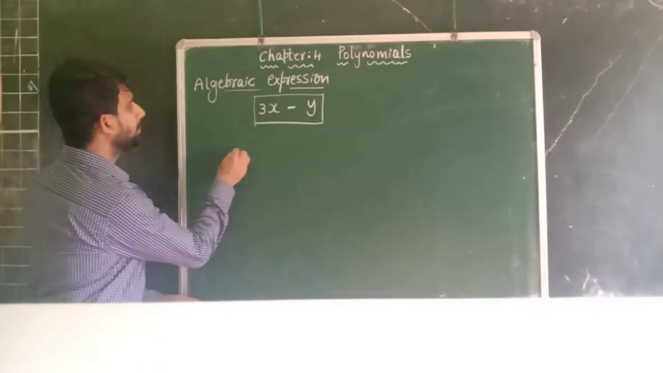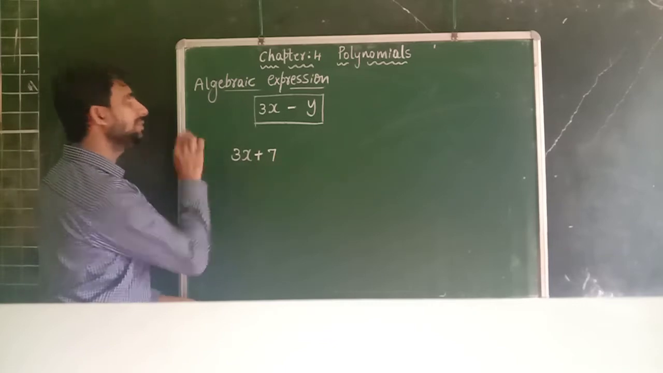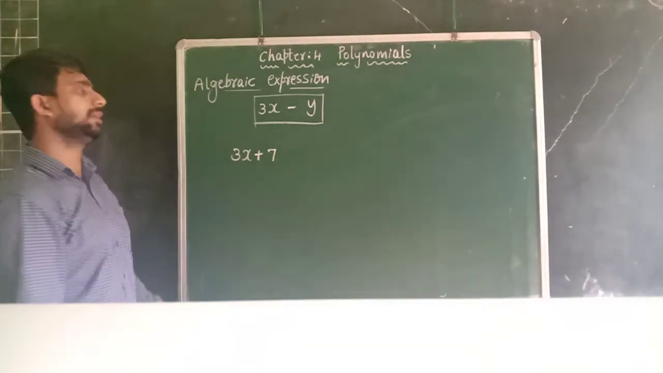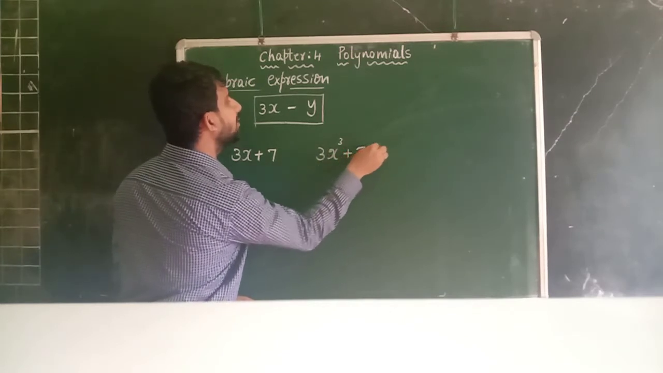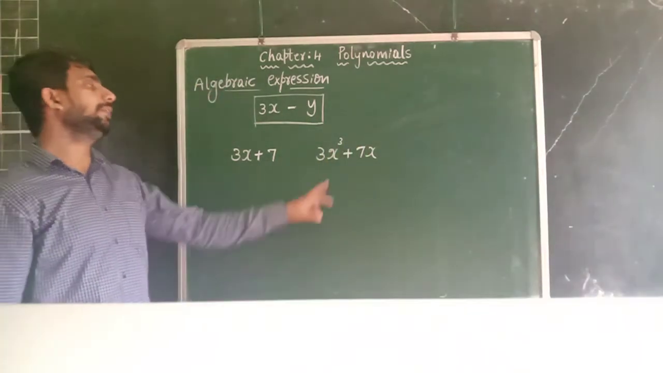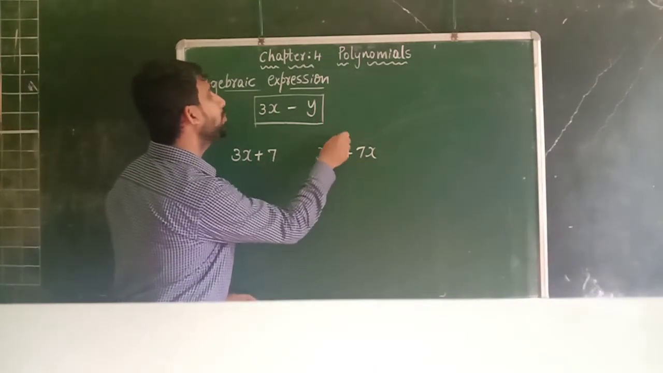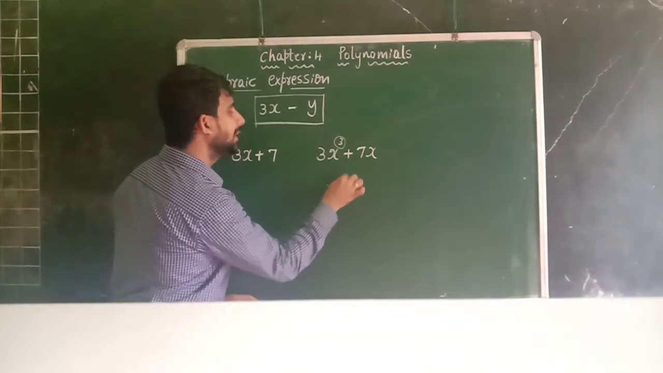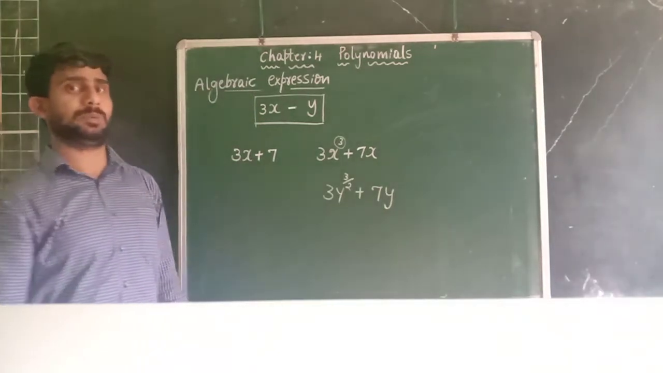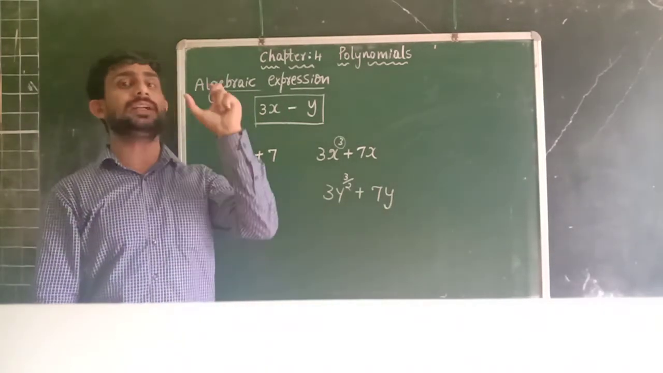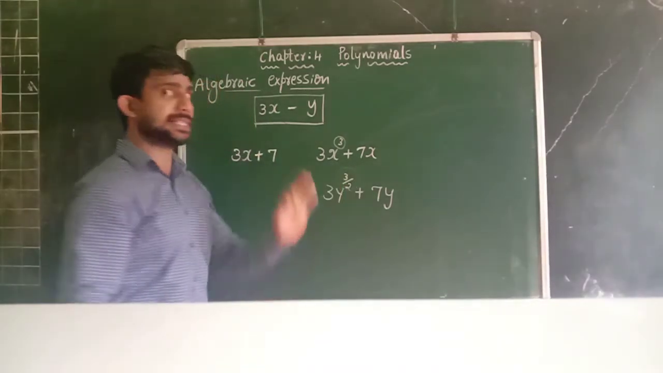For example, if I write 3x plus 7, it is a polynomial. Now, if I write 3x cubed plus 7x, it is a polynomial. The power of the variable should be a whole number. If I write like this, it is not a polynomial, because a variable should possess a power that is a whole number.